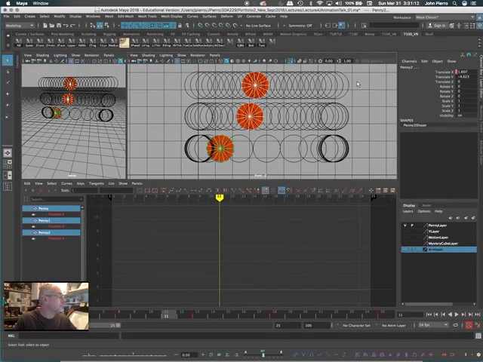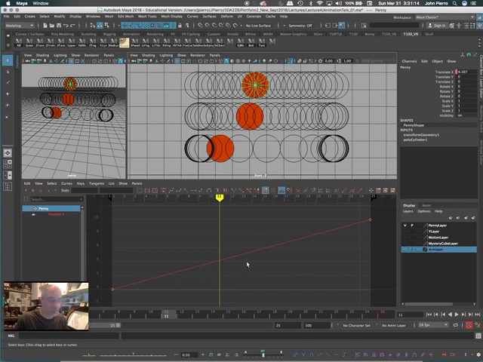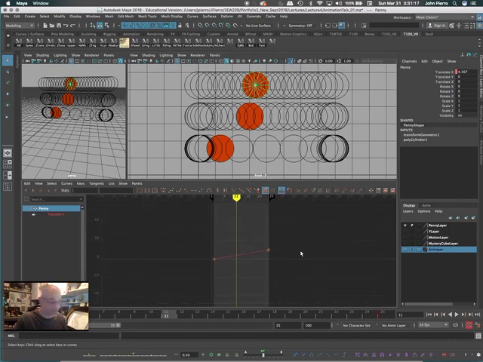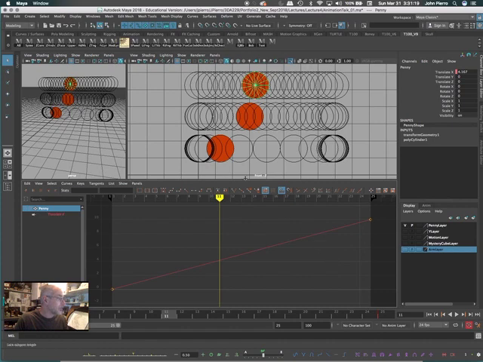Okay, just a few other things to point out. As you guys know, your F key will frame up everything in the graph editor. Okay, let's even open up this guy.